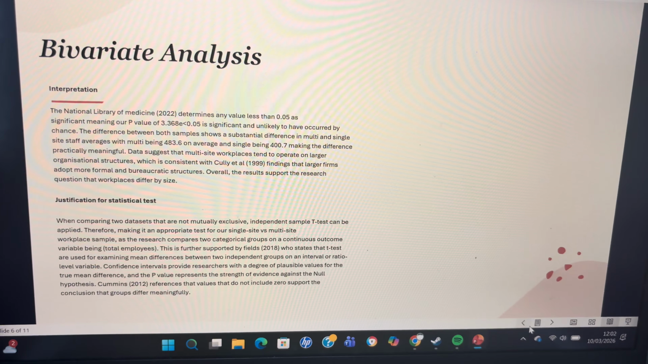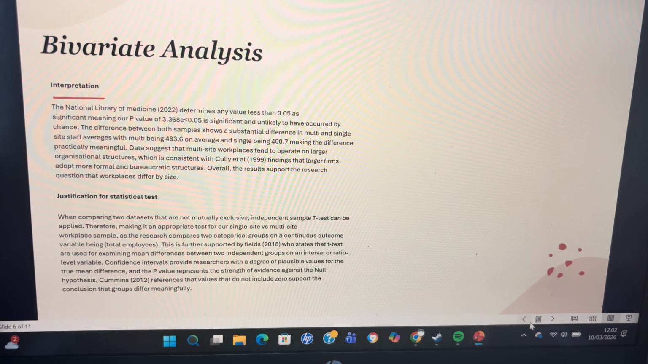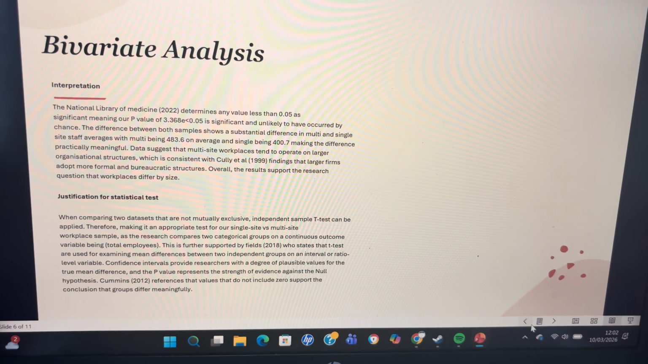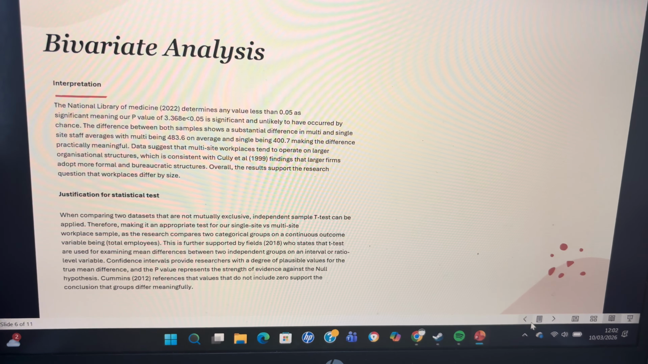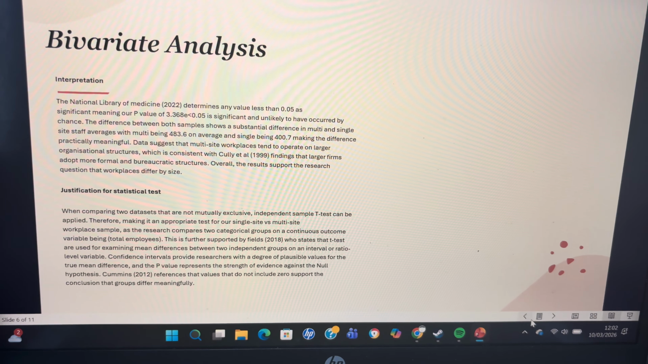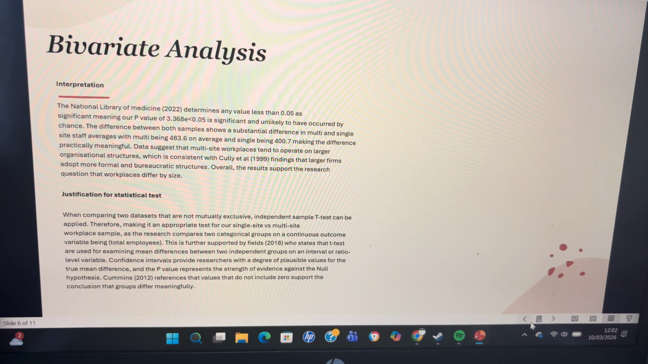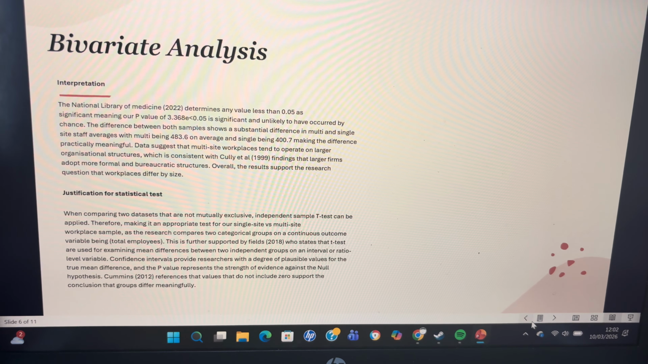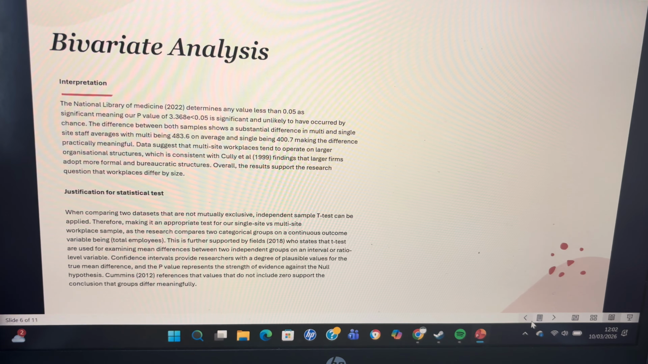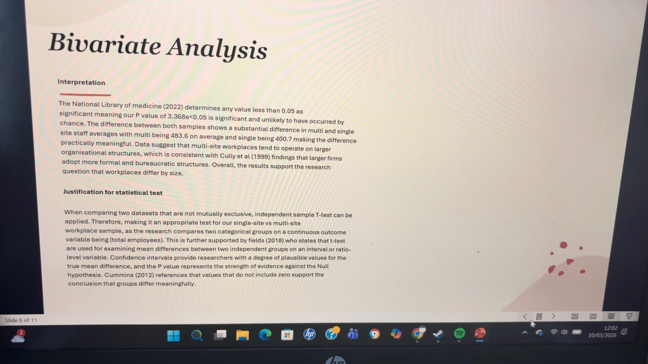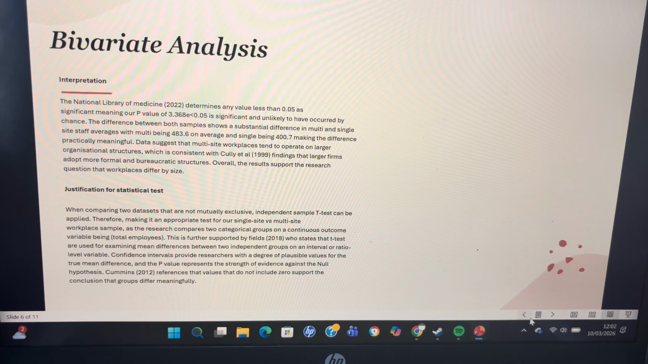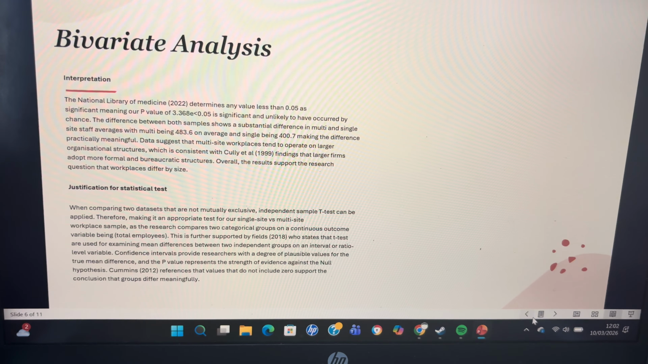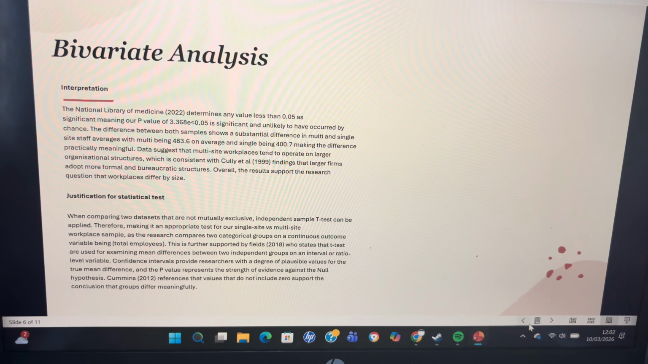The difference between our two samples is showing a substantial difference in the multi-site and single-site averages, with multi being 483.6 on average and single being 400.7, making the difference practically meaningful. The data suggests that multi-site workplaces tend to operate on a larger organizational structure, which is consistent with Collier et al.'s findings that larger firms adopt more formal bureaucratic structures. Overall, the results support research that workplaces differ by size.